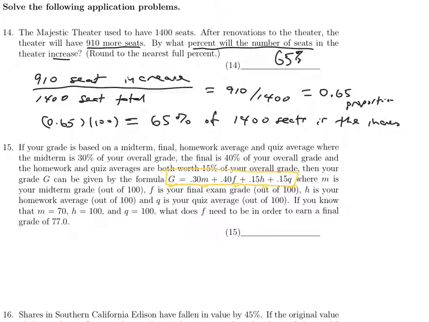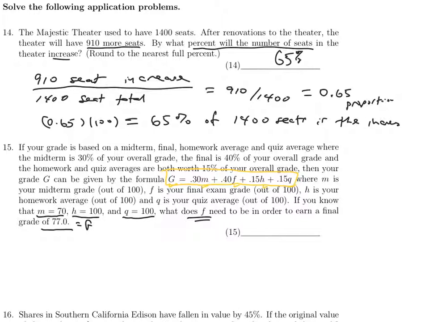And so what they're going to do after they've told us the relationship, they're going to tell us the value of a lot of these variables. So down here, they're telling us the value of M, they're telling us the value of H, they're telling us the value of Q, and they're telling us the value of G, the final grade. Remember, that's capital G is the final grade. So there, of the 5 variables that I put a yellow box around, they're telling us 4 of them, and they're asking us for the value of F.